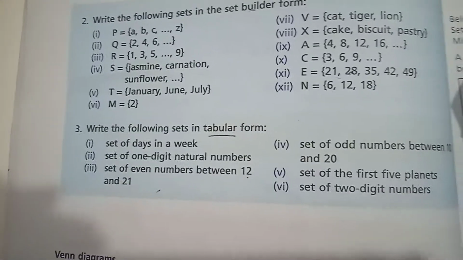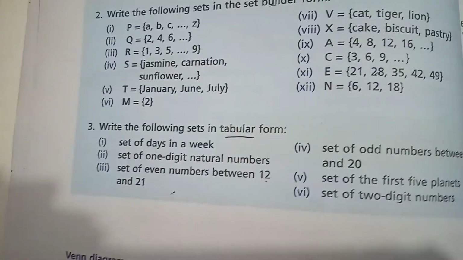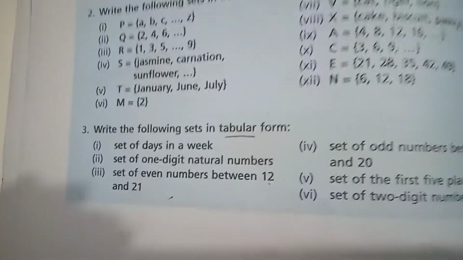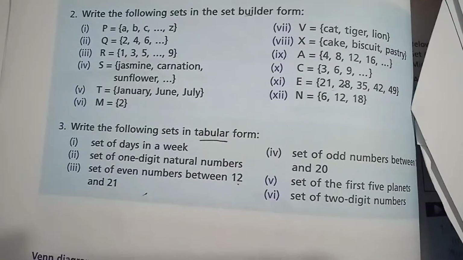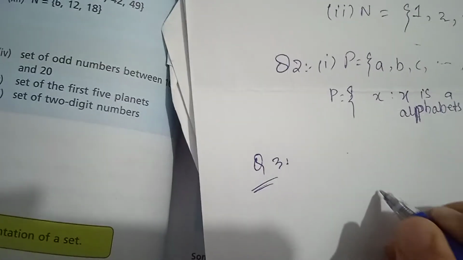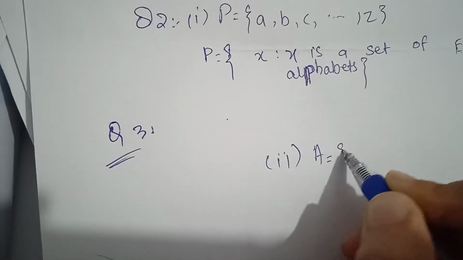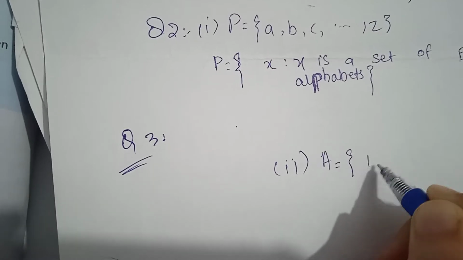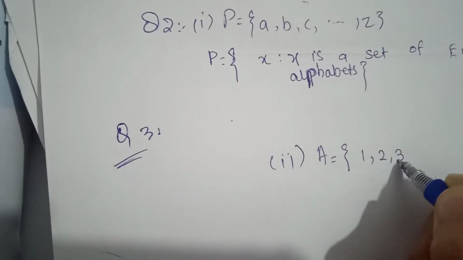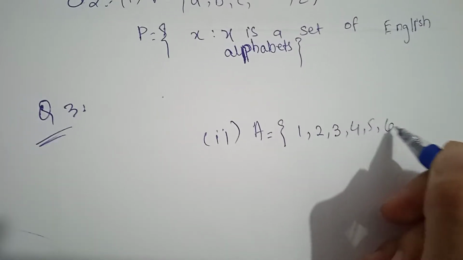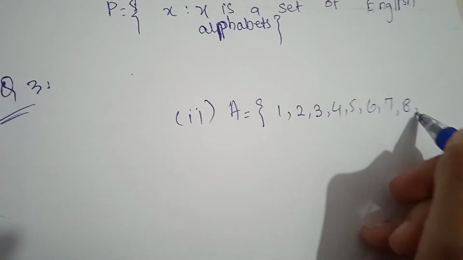Okay, next is to solve in tabular form. Days of the week: you have to write Monday, Tuesday, Wednesday, all that. Set of one digit natural numbers. Natural numbers are the numbers that start from 1. So let's name it, a set of natural numbers 1, 2, 3. One digit natural number means up to 9: 6, 7, 8, and 9.